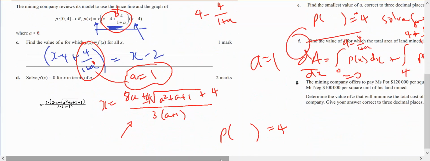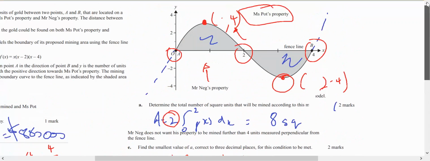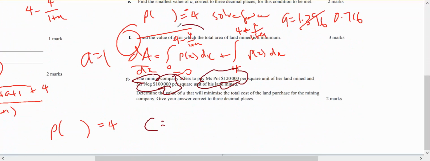And the mining company offers to pay Ms. Potts $120,000 and Mr. Neg $100,000. Maximise the area. Okay, so the cost is going to be for Ms. Potts' component times that, Mr. Neg's component times that. So Ms. Potts' component is the area to the top, so I want to take that and times it by 120,000.